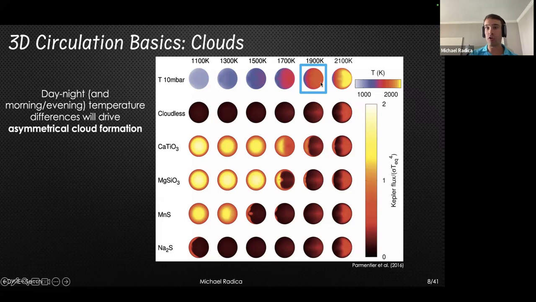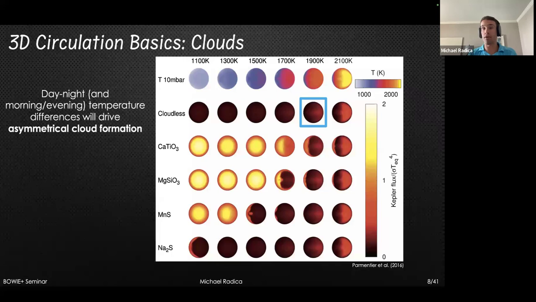And so what we can immediately see, for example, if we take the 1900 Kelvin planet as an example, is the temperature at 10 millibars. What do we see? Well, again, we see the hottest part of the planet is shifted east, to the right of the substellar point. This makes sense from what we discussed previously. And if we look at the cloudless planet atmosphere, where's the most emission coming from? Well, the most emission is coming from where the planet is hottest, the eastern part. Again, this makes complete sense.